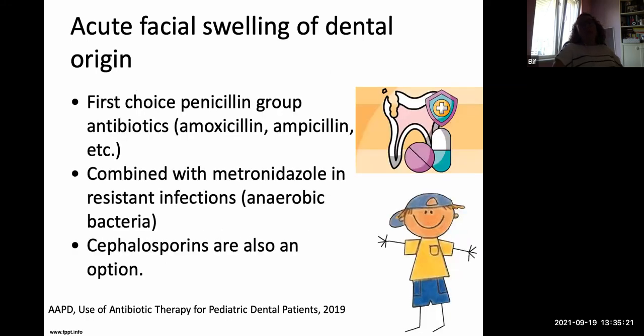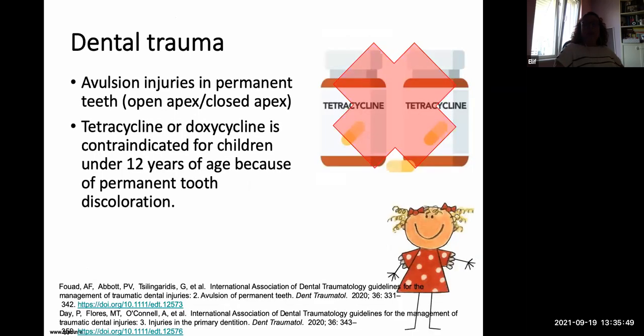So in these patients, our first choice is penicillin group of antibiotics. Sometimes in resistant infections or very diffuse infections, we might combine these drugs with metronidazole, especially if anaerobic bacteria are involved with the situation. And cephalosporins are also an option in these cases.